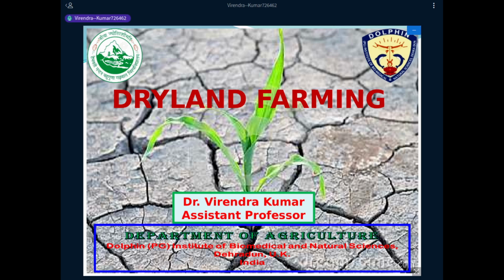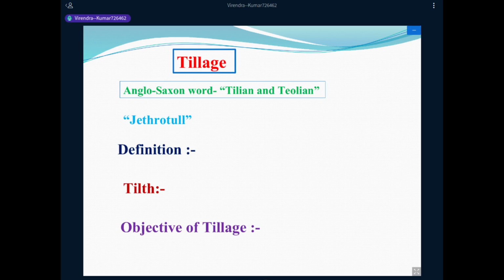So before starting this topic, I will summarize tillage again. What is tillage, what types of tillage are found, and how can compaction affect your production? Everybody knows this from the previous classes.